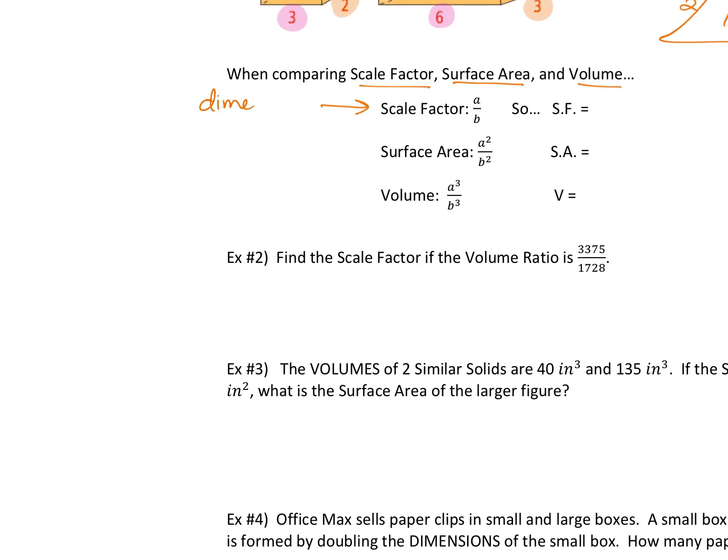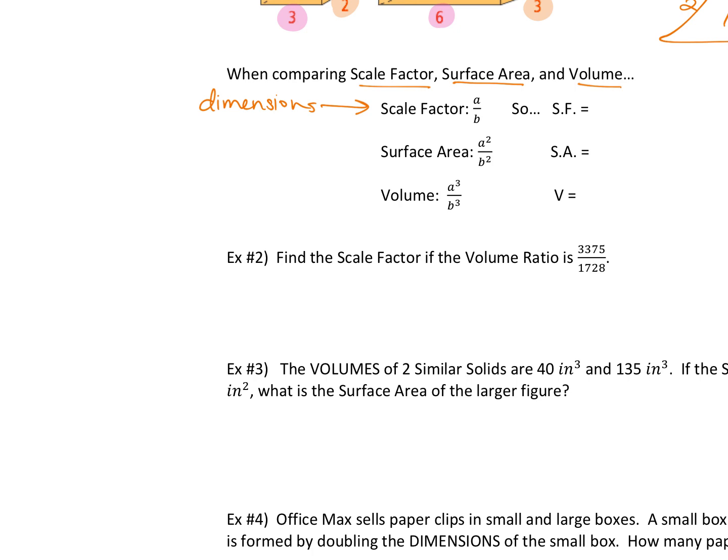So whenever we're talking about the dimensions, it's 2 by 3 by 4, right? That's your scale factor, okay? Your surface area ratio is going to take the surface area of one figure and compare it to the surface area of another figure. Your volume ratio is going to take the volume of one figure and compare it to the volume of another. So here's how it works.